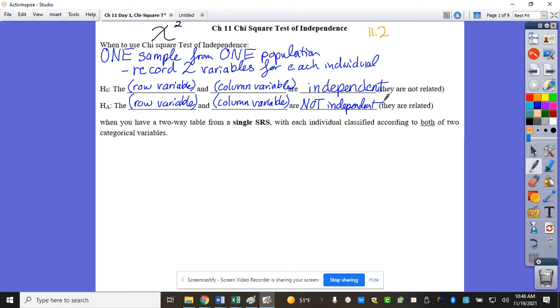So we have a two-way table from a single simple random sample, which is what I put up here, one sample from one population, with each individual classified according to both of the two categorical variables.